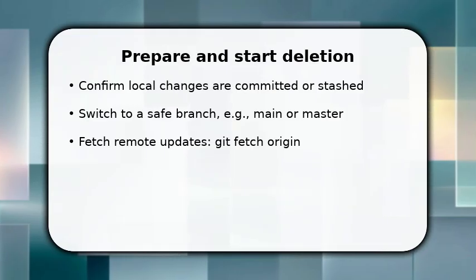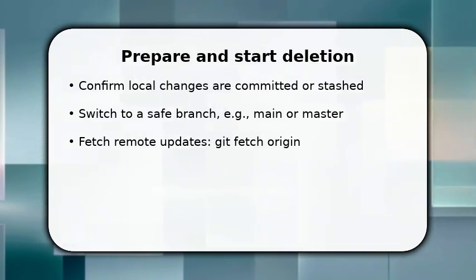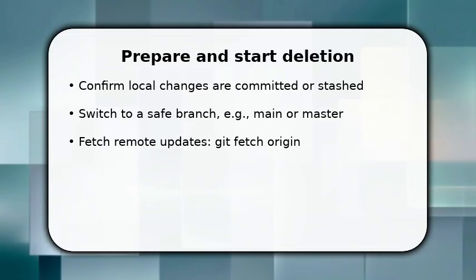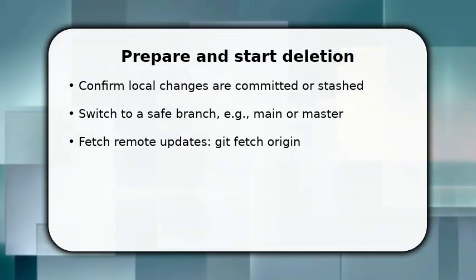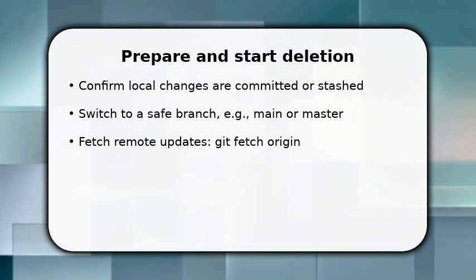You'll start by confirming your working tree is clean. Commit or stash any changes now. Once done, switch to a safe branch such as main or master so you're not deleting the branch you're on.